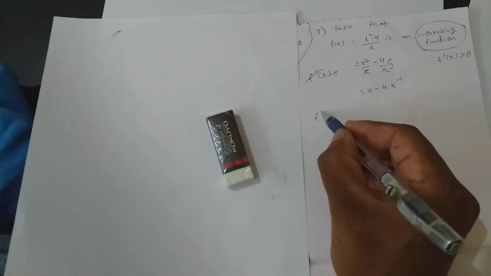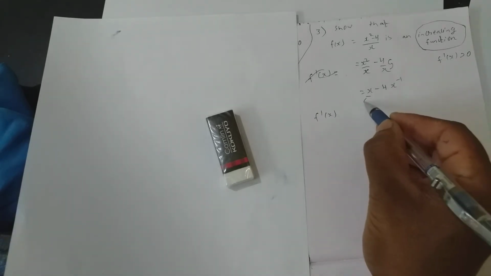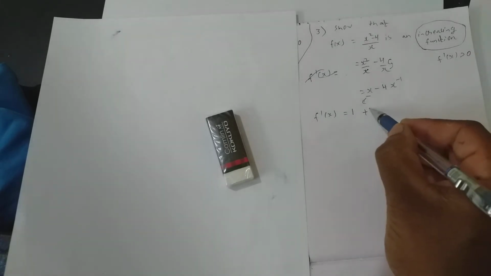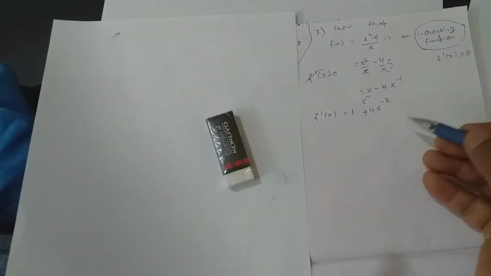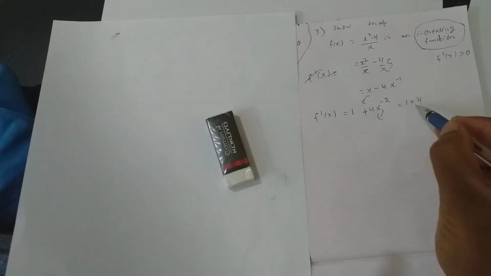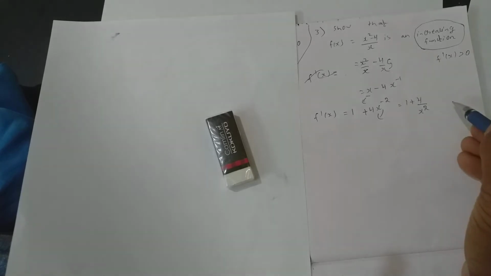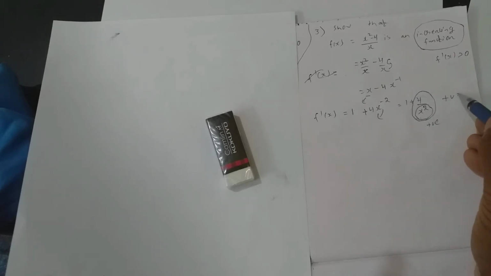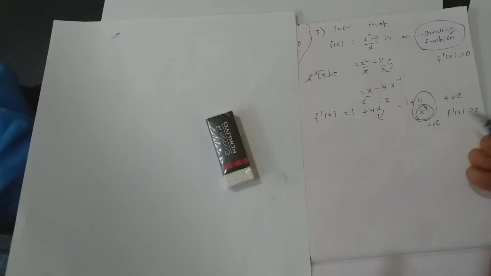Now I can find f dash x. For x I get 1 and for this I get minus 4 into minus 1 is plus 4 into x power minus 2. So which is 1 plus 4. To make this power positive, I take it down, x power plus 2. This is always positive. So the entire fraction is positive. 1 plus a positive number is always positive. Since f dash x is always greater than 0, it's an increasing function.